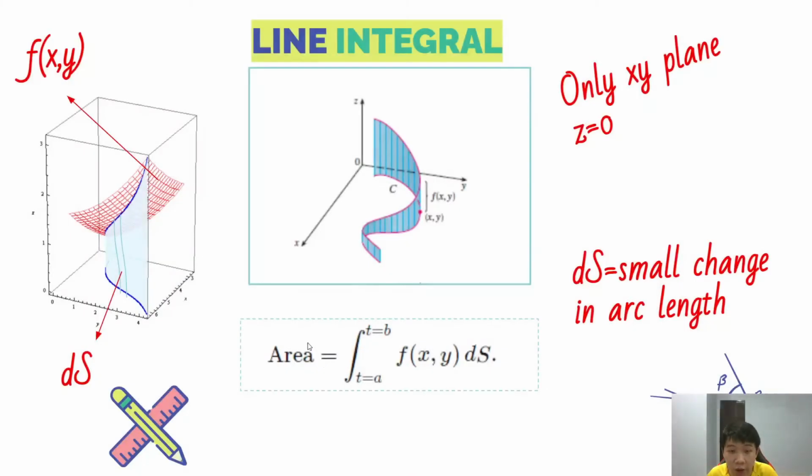For line integral, we need to transfer from 2-dimensional to 3-dimensional. First, we need to find the ds, which is the small change in arc length, and multiply by the height of it, which is f(x,y), from point A to point B. Then we can get the area of it.